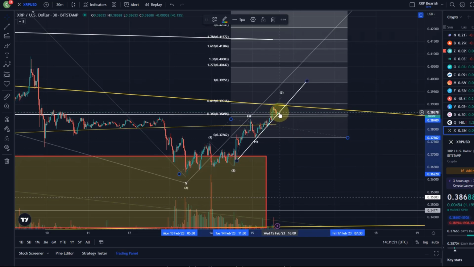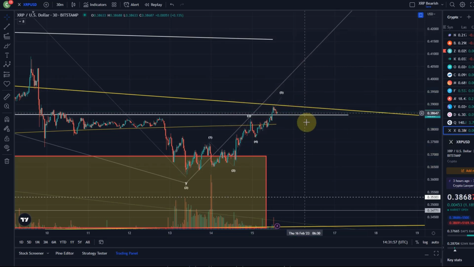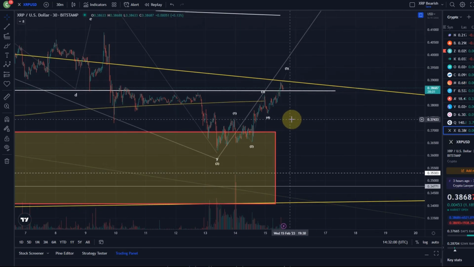At the moment, I'd be watching for a break of the trend line. That would indicate wave five is complete, could complete at any moment now. Not telling you it's complete already, but it could do at any moment in time. And therefore, keep an eye on that trend line. And it would be quite an early signal because the price is hovering just above that trend line.